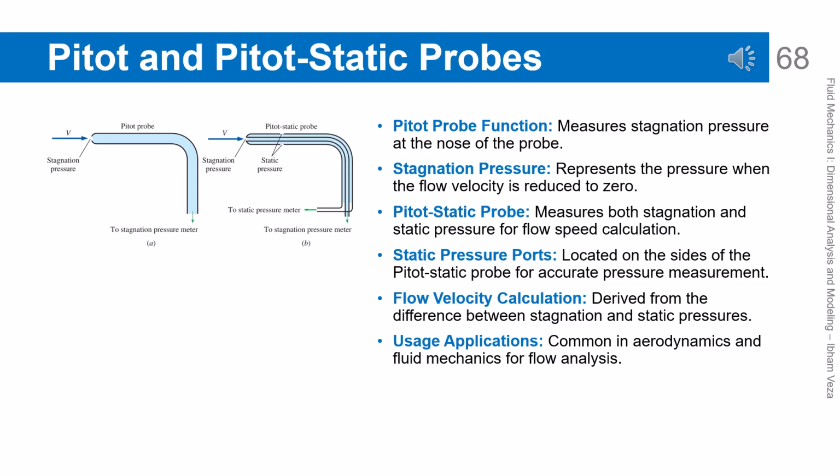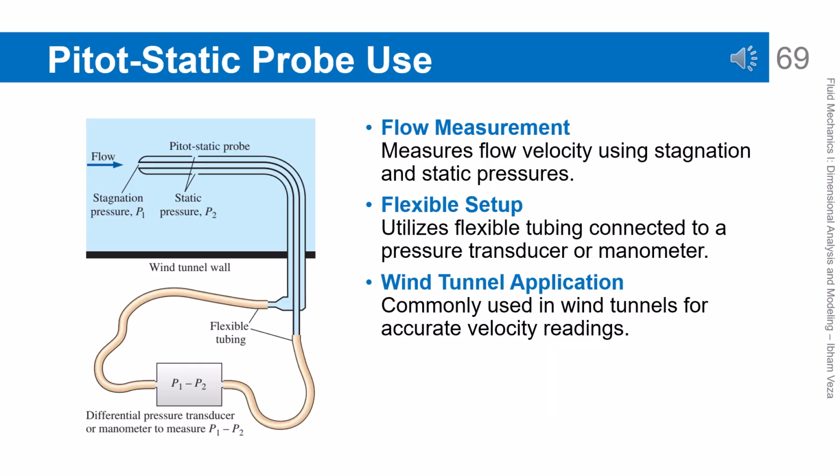Pitot and pitot-static probes. A pitot probe measures stagnation pressure, which is the pressure when the flow velocity is reduced to 0 at the probe tip. The stagnation pressure represents the combination of pressure energy and kinetic energy of the flow. A pitot-static probe measures both stagnation and static pressures simultaneously. The difference between these pressures is used to calculate the flow velocity. This instrument is widely used in aerodynamics and fluid flow measurements.